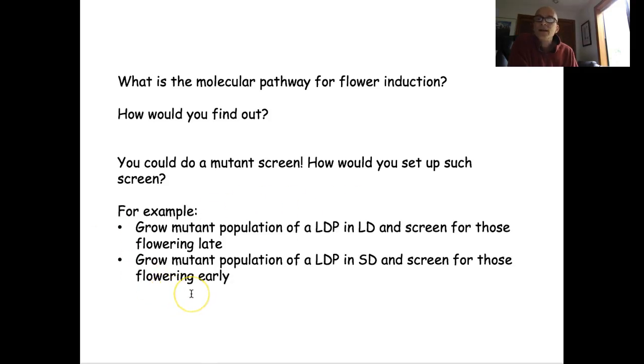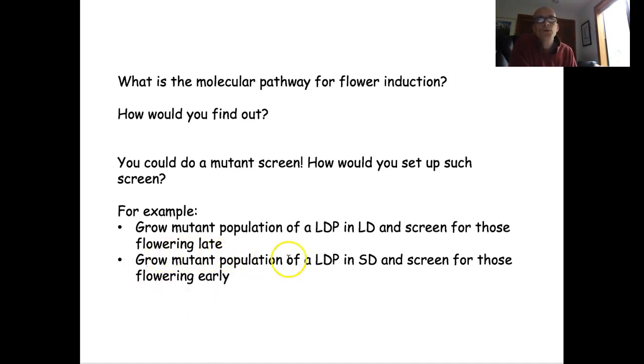Well, if you thought about this, maybe you've come up with these responses or different responses. There are different possibilities of how you can do that. For example, you could grow a mutant population of a long day plant in long days and then screen for those plants that flower late. They don't flower when everybody else flowers, they flower later than that. So something must be missing in their response to the long days that doesn't allow them to flower immediately.